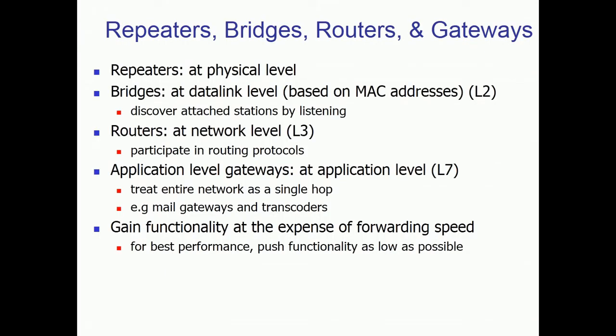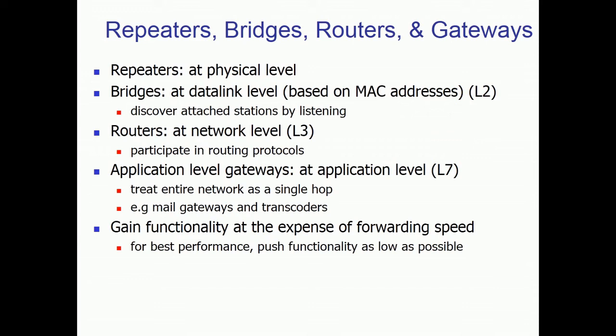These are the repeaters, bridges, routers and gateways. Where do we use repeaters? At the physical level, and bridges at the data link layer. And at the data link layer we use physical addresses, that is also known as MAC address. And what is the use of bridges? Discover attached stations by listening techniques. We will see listening techniques in the next videos.